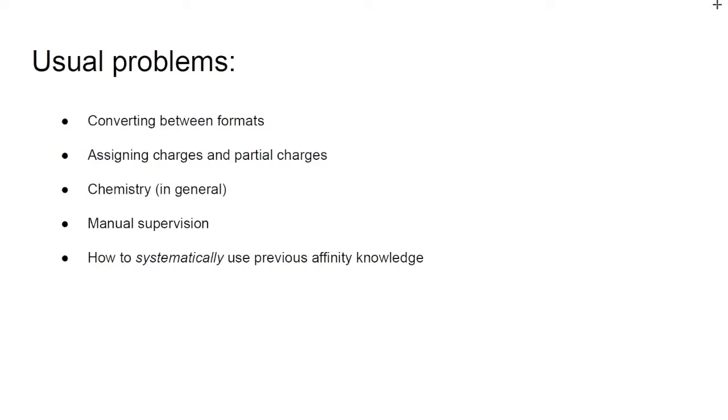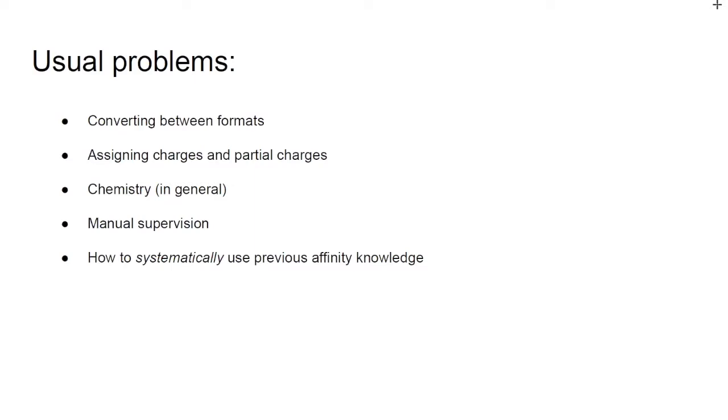I want to talk a bit about the usual problems that I encountered doing this, and in general in the field. One of them is converting between formats. This is something that can drive me very nuts. You can lose bond information, you can lose charge information. Right now, what I'm doing is trying to keep my RDKit molecule instance and write from there instead of using OpenBabel. But if anybody has a suggestion, I will be glad to hear it. Also, assigning charges and partial charges. I think there is not a very good open source software to do it. But if somebody knows, perfect.